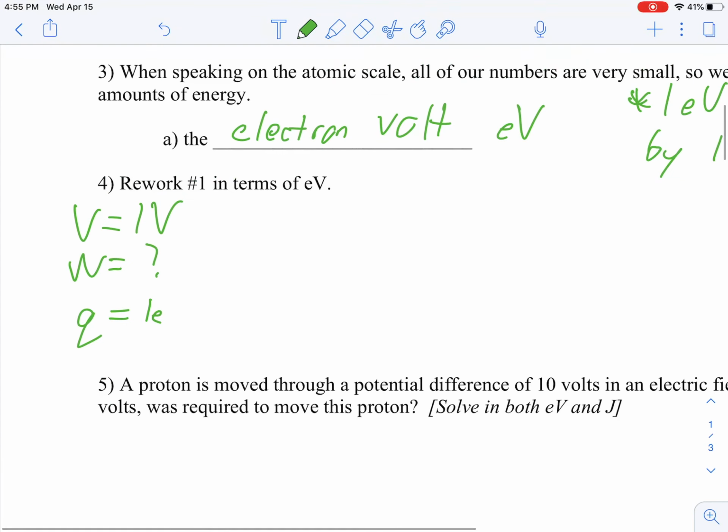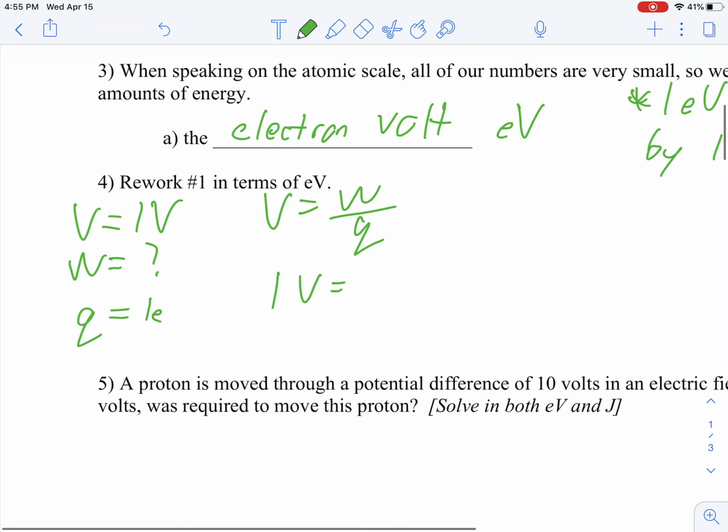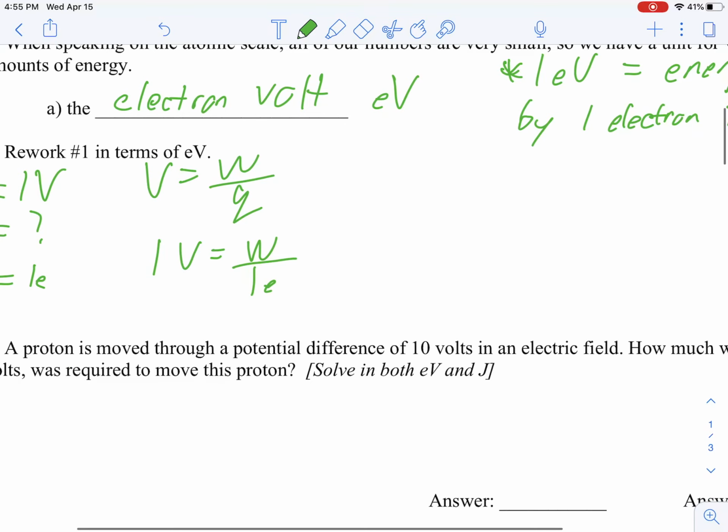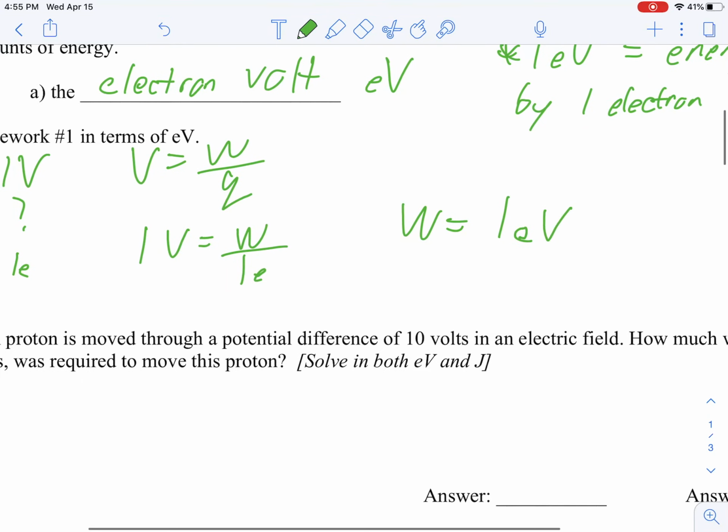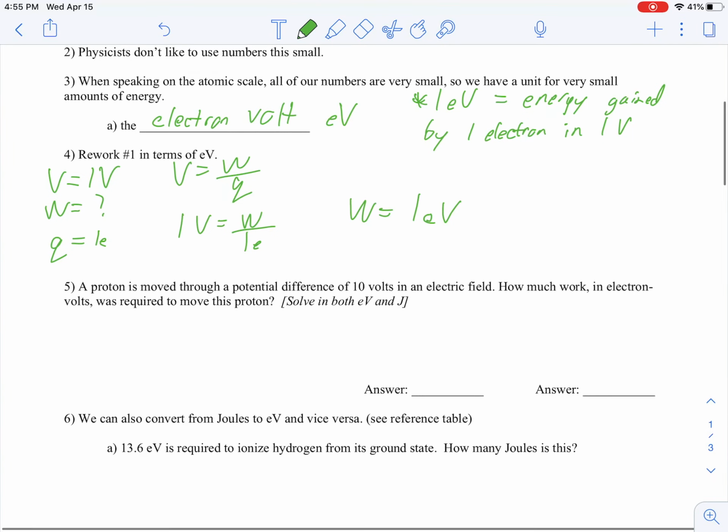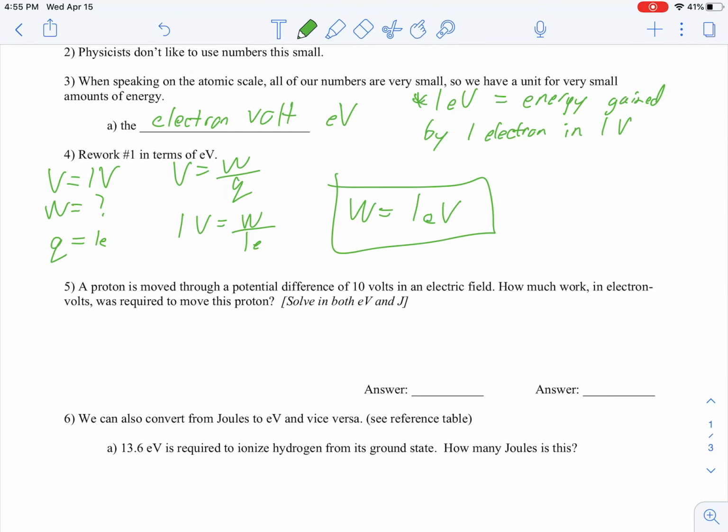So what we have here is V equals W over Q. 1 volt equals work over 1 electron. Cross multiply, we get that the work equals 1e times V. Oh, there we get 1 electron volt. Wait, so you're telling me that 1 electron volt equals 1.6 times 10 to the negative 19 joules?